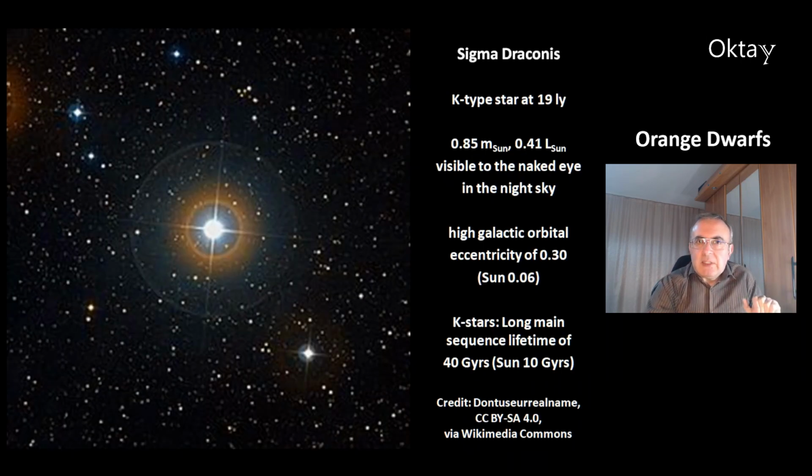This is another K-type star at 19 light years. That's Sigma Draconis. It has 85% of the Sun's mass and 41% of the Sun's luminosity. This star is visible to the naked eye in the night sky. What's special about this star is its high orbital eccentricity of 0.30. The Sun's eccentricity is just 6%. And what's special about K stars compared to Sun-like G stars is their long main sequence lifetime, in the order of 40 billion years. For comparison, the Sun's main sequence lifetime is just 10 billion years.